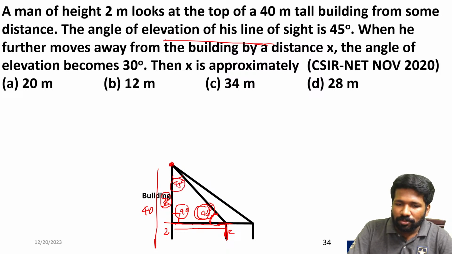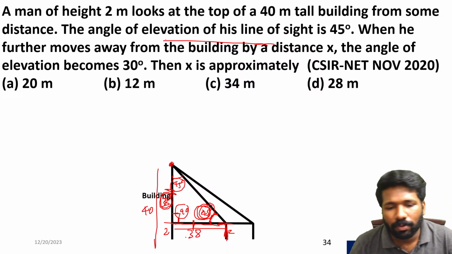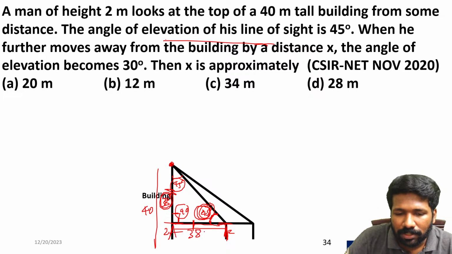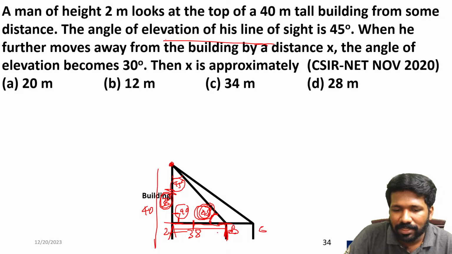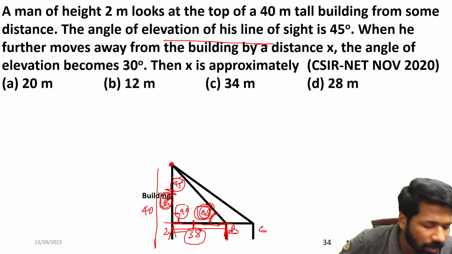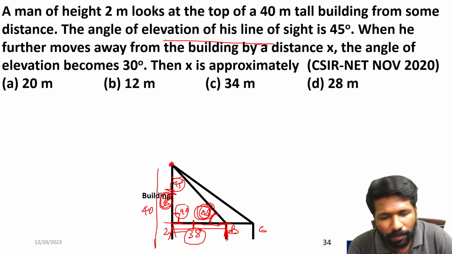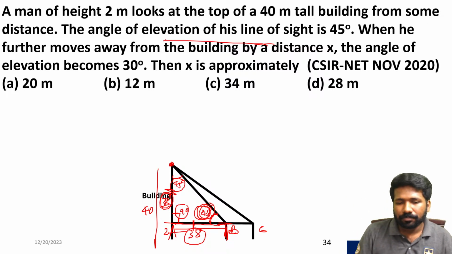So this 45's opposite side is this. So as this is 38, this should also be 38. This is how you can say that. I will call this ABC. AB is 38. This is how you can find it. All of you understood how we found AB is 38?